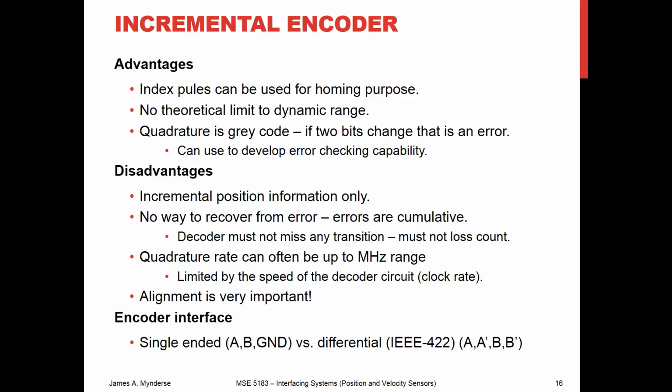So there's 2 different types of interfaces you might see. You might see a single-ended or a differential interface. The single-ended just means you've got 2 channels and a ground, versus the differential means that you're going to look at the difference between A and A prime, B and B prime. These are pairs of lines that you're going to measure the difference between, and the differential is a little better for noise rejection, but it's sometimes a little more expensive in terms of number of wires.